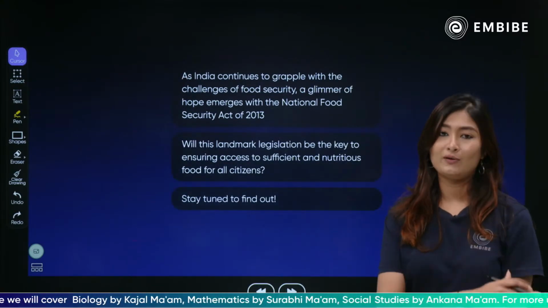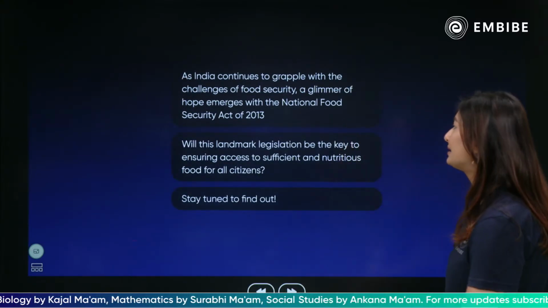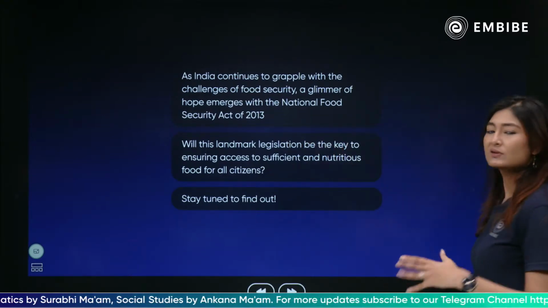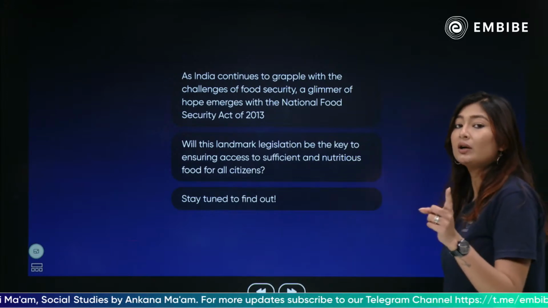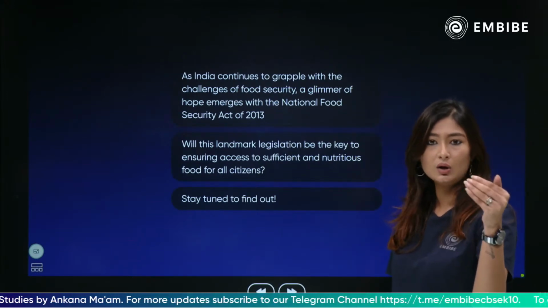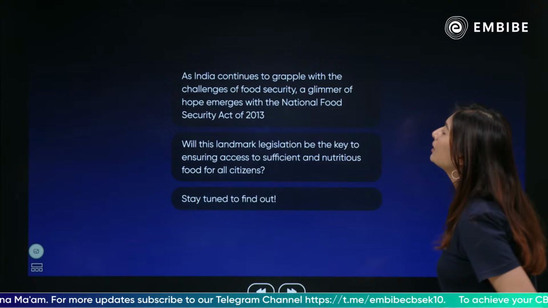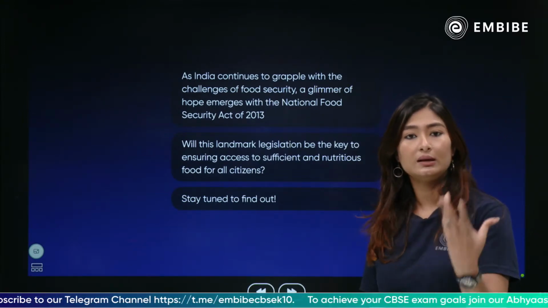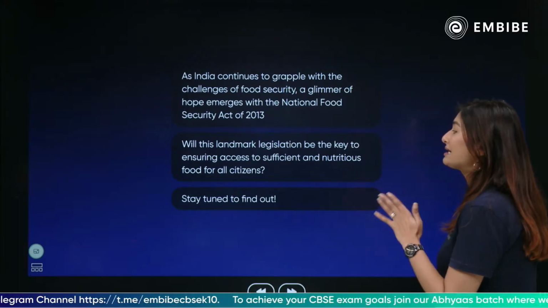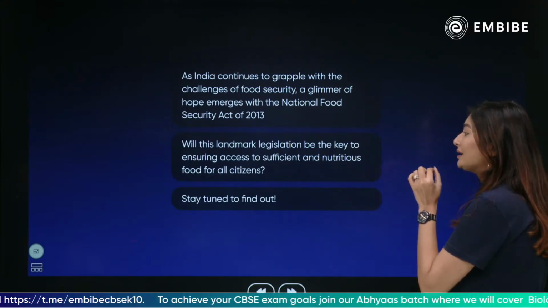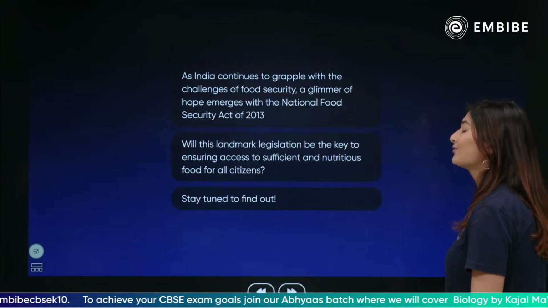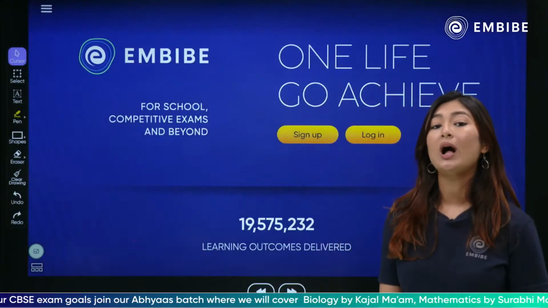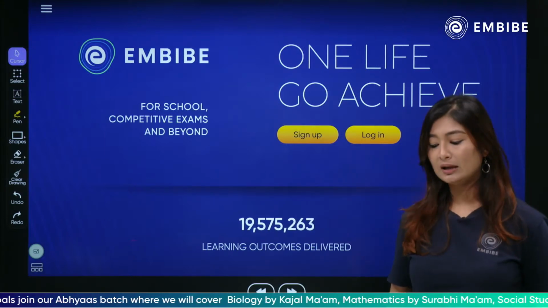So guys, because we have already passed the time, I will quickly close. As India continues to grapple with challenges, we're still struggling with food security. We're trying to ensure that we have proper systems, but there's obviously a struggle over there, right? Okay? A glimmer of hope emerges with the National Food Security Act of 2013. 2013 की वजह से. So this landmark legislation and law can be key to ensuring access to sufficient and nutritious food to all citizens. In the next session, we will find out who are the people who are insecure and how do we make sure that they have access to food.